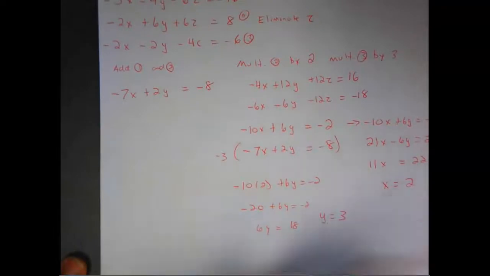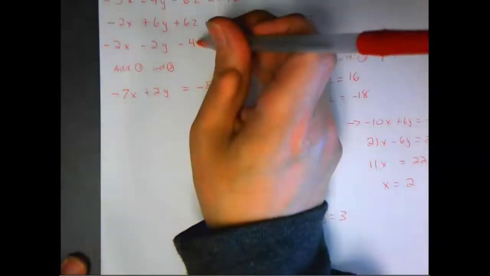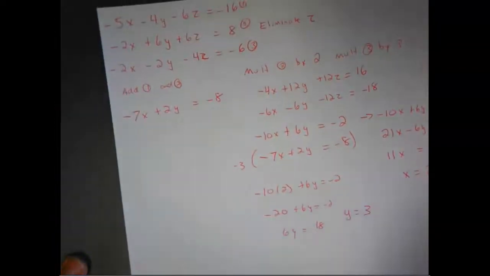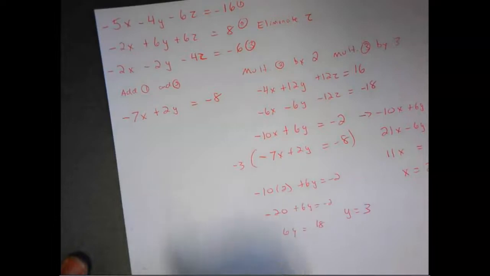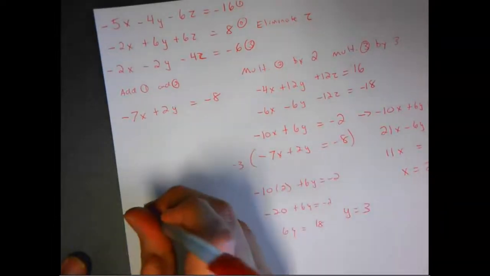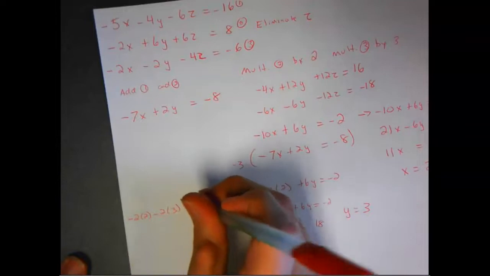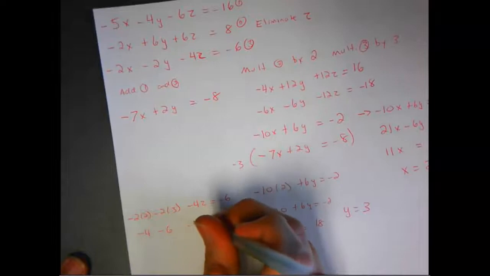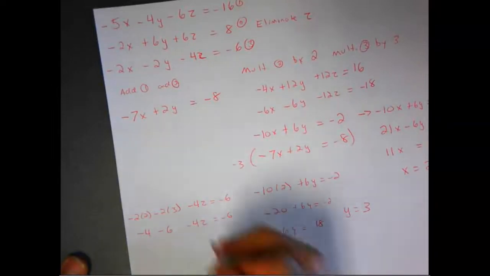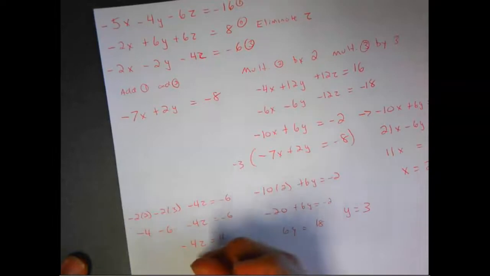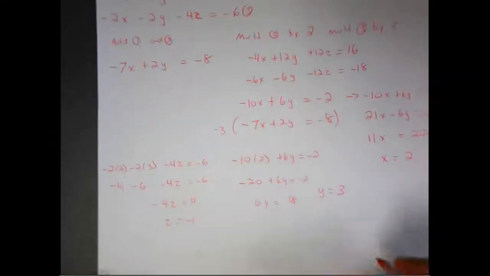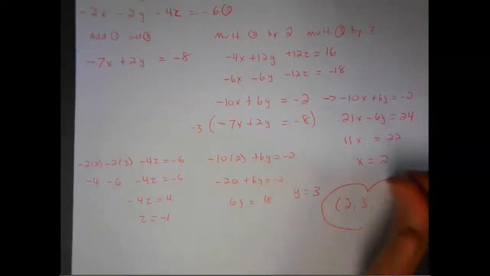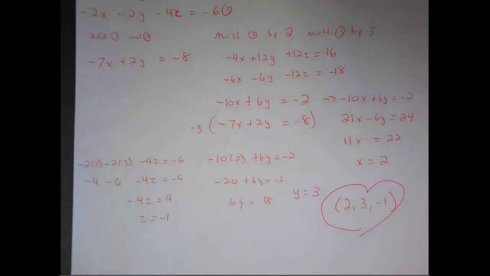Use these two to find z. I should have z up there, by the way. Use those two to find z. I'll do the last one. Negative 2 times 2, negative 4 minus 6. That's negative 10, so add it to the other side. I can just write my answer: x, y, z. There you go. Hopefully that helped.